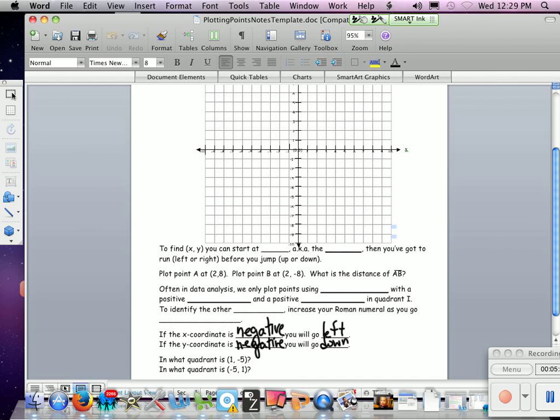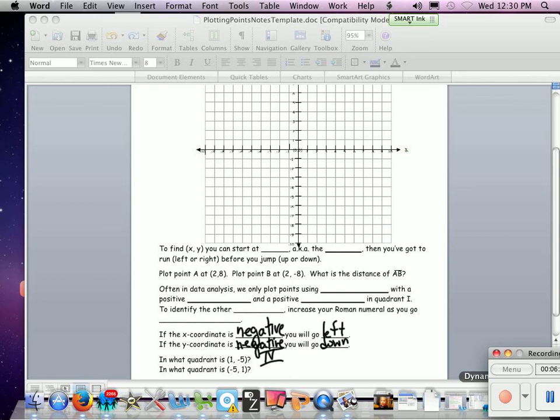So with that in mind, in what quadrant would we find point 1, -5? Quadrant 4. Our x-coordinate was positive, so we go over to the right. And then our y-coordinate was negative, so then we go down. So over 1, down 5, and if you're going to plot it, uno, dos, tres, cuatro, cinco, don't forget you have to label it. But that's down there in quadrant 4.